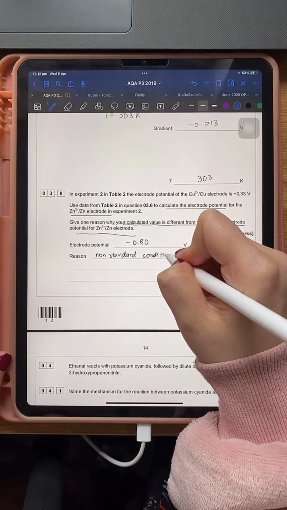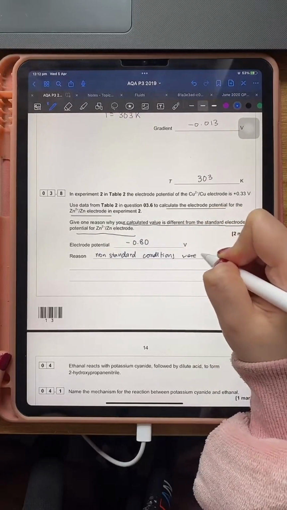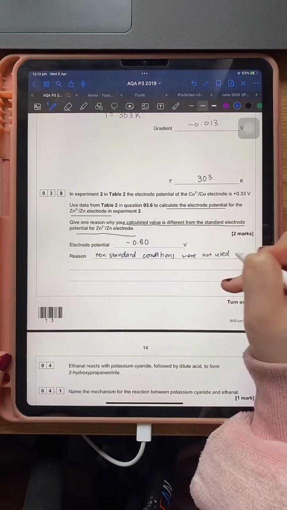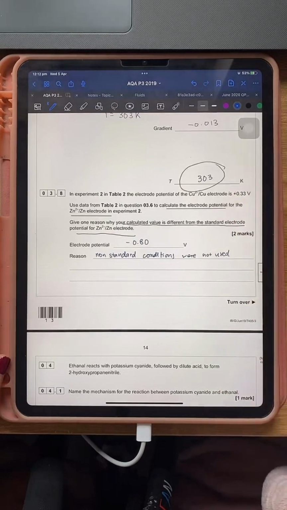How do I prove this? The temperature. Standard conditions is 298 Kelvin. So if we're using 303, it's not standard. And that's how we know this is correct.